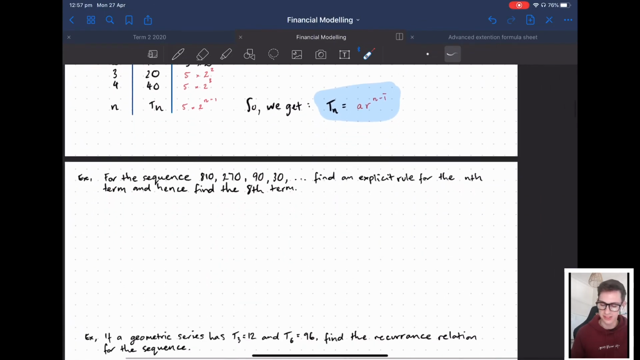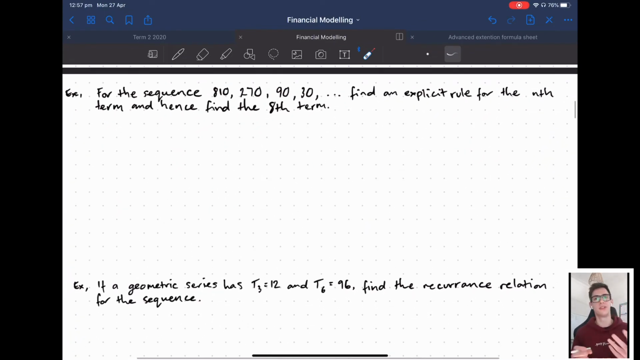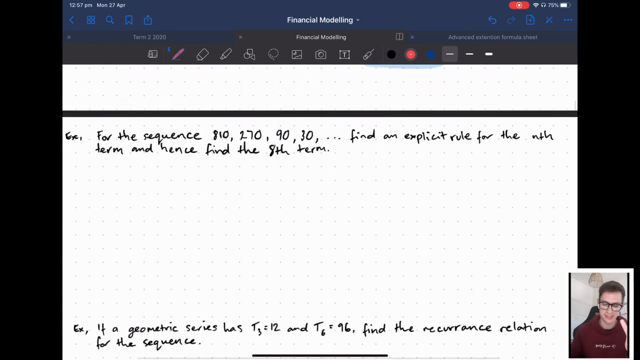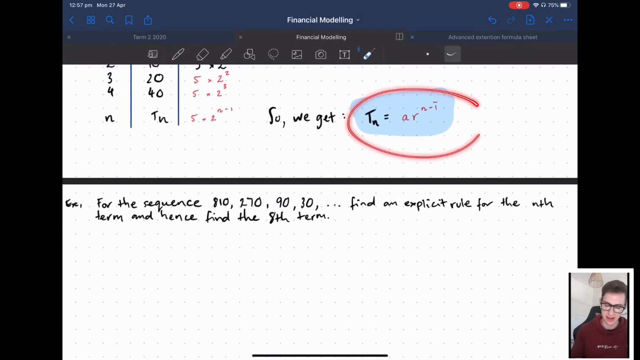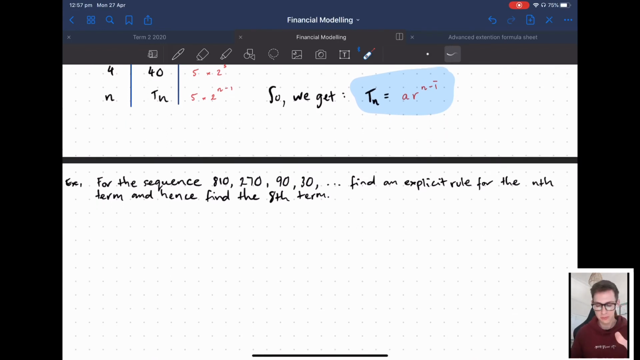Okay, so let's do a couple examples so that we can put that formula to use. For the sequence 810, 270, and so on, we want to find an explicit rule. This is what we call our explicit rule for the nth term, so we're going to write it in this form, and hence, using our formula, we're going to find the 8th term.